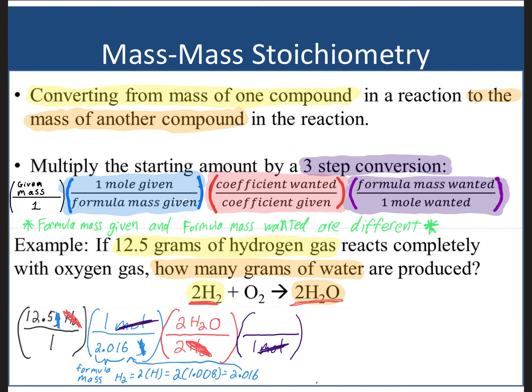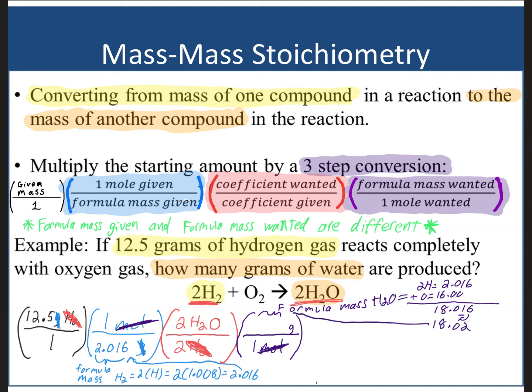And now I need a formula mass in grams of water up on the top. So find the formula mass of water. I need to take the 2 hydrogens and add to it the mass of 1 oxygen. 2 hydrogens I know from earlier, down here is 2.016. 1 oxygen, I look it up on my periodic table, it's 16.00. Add them together, I get 18.016. If I follow sig figs, I should round to 2 decimals here, so I get 18.02 as my formula mass of water.